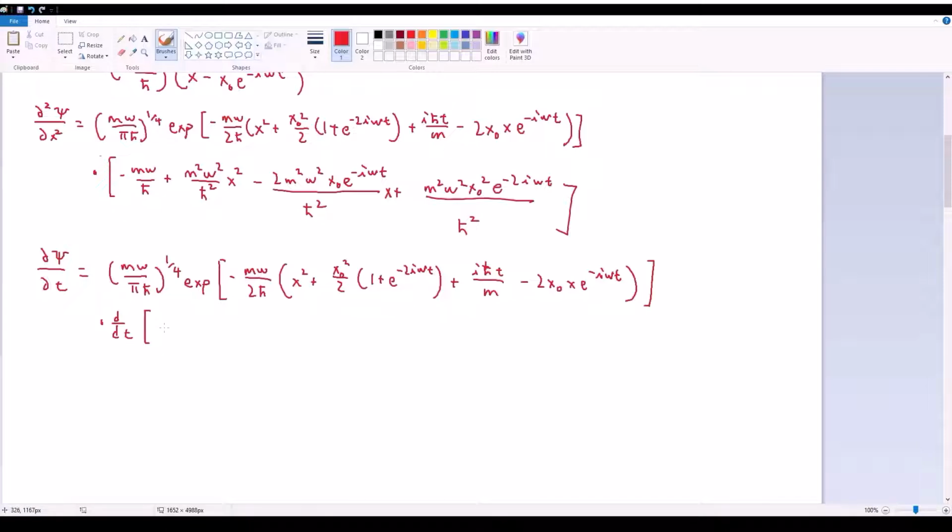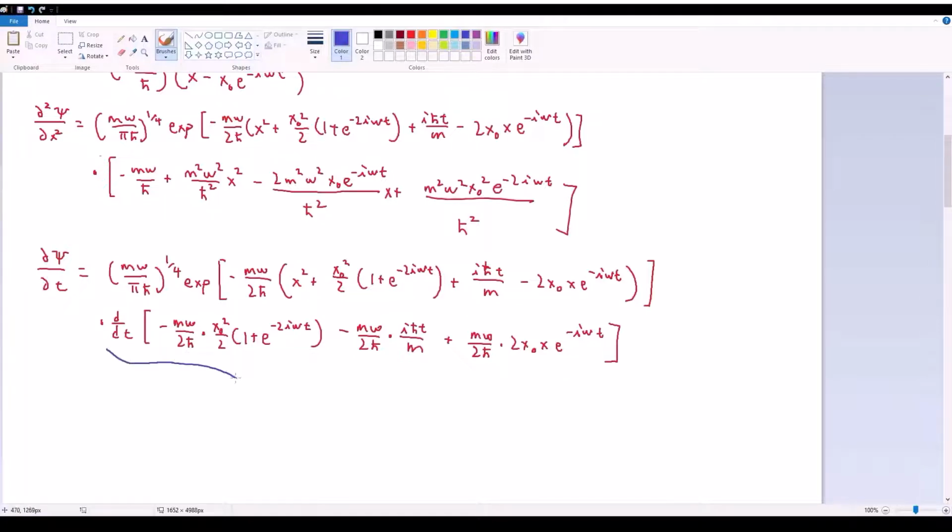So this is going to be negative m omega over 2 h bar times x naught squared over half 1 plus e to the negative 2i omega t. That's one term that we're keeping. We're keeping this middle term as well, so minus m omega over 2 h bar times i h bar t over m. And then we're keeping this final term as well, so plus m omega over 2 h bar times 2 x naught x e to the negative i omega t. So now let's solve this derivative expression.